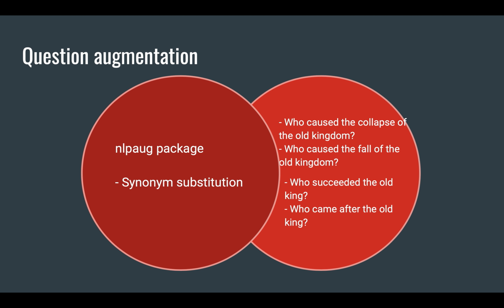The last step, after we get binary questions and WH questions, is question augmentation by doing synonym substitution, so that it becomes more complicated but still retains the meaning. For example, we can substitute collapse with fall, like who caused the fall of the Old Kingdom, and we can substitute succeeded with come after, turning who succeeded the Old King into who came after the Old King.